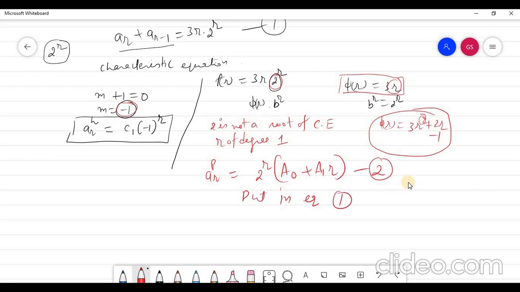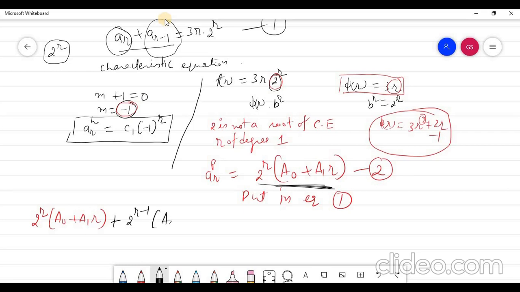Here we will write 2 raised to power r into (a0 plus a1 r). We have put this value here. Then we are going to put this value in a(r minus 1). So simply we will replace r with r minus 1: 2 raised to power r minus 1 times (a0 plus a1 (r minus 1)) is equal to the same as what we have here, 3r times 2 raised to power r.